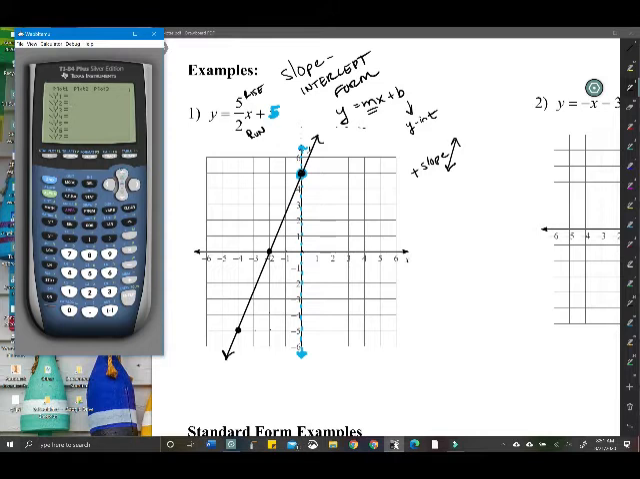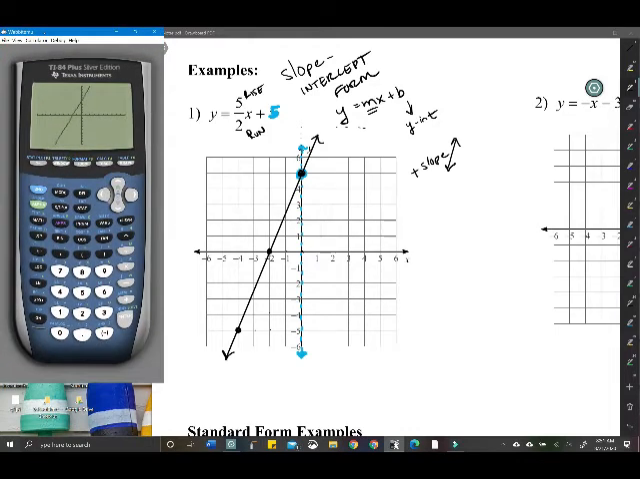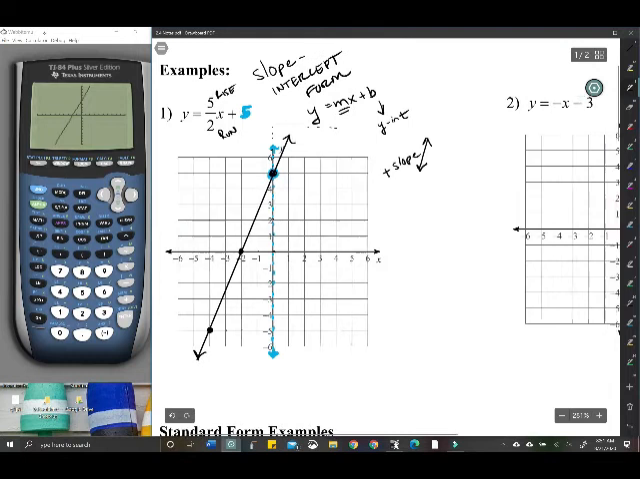If you just graph y equals 5 halves x plus 5, and go to the table or go to the graph, that's what it should look like. So please use your graphing calculator at least to check. It's not cheating. It's just using your resources, so to speak.